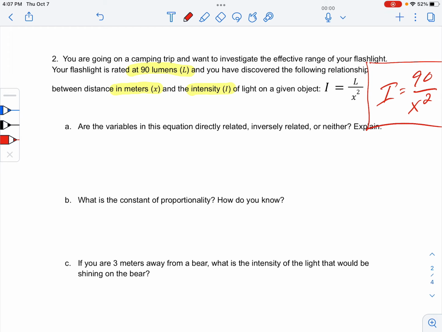And the first question is, is this direct or inverse? It looks exactly like our form, y equals k over x. Exactly like that. So this is inverse variation.